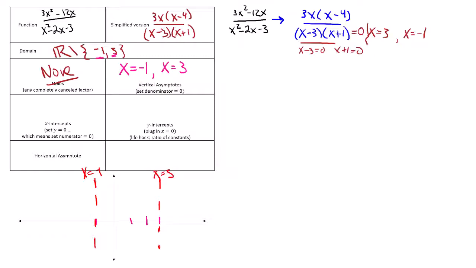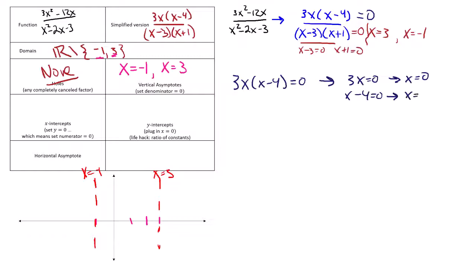All right, so x-intercepts are going to occur when the numerator is equal to 0. So we want to set the top equal to 0. So 3x times x minus 4 is equal to 0 when 3x is equal to 0, or x is equal to 0, and when x minus 4 is equal to 0, or when x is equal to 4. So we have two x-intercepts.